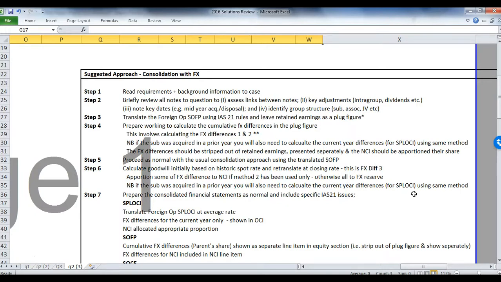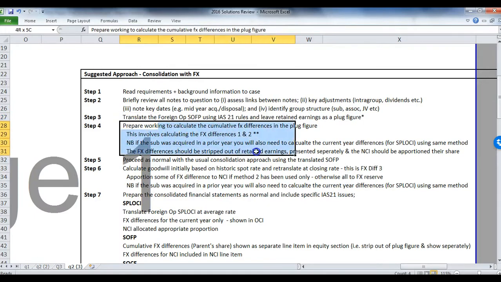One of the first things you'll do in terms of foreign exchange is translate the foreign operation, the foreign subsidiary, the statement of financial position, using IAS 21 rules. We'll show you how to do that, and how to deal with the retained earnings figure, which itself will include some foreign exchange gains or losses. Once you have that done, you need to calculate the foreign exchange differences as per IAS 21. So remember, you should go back and revise IAS 21.